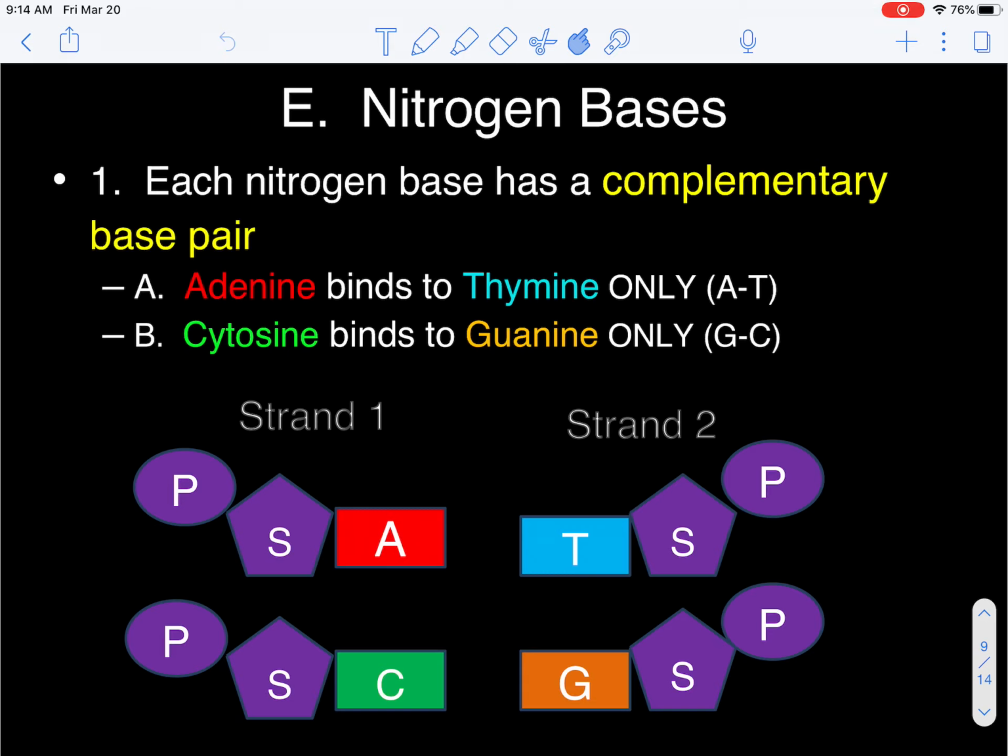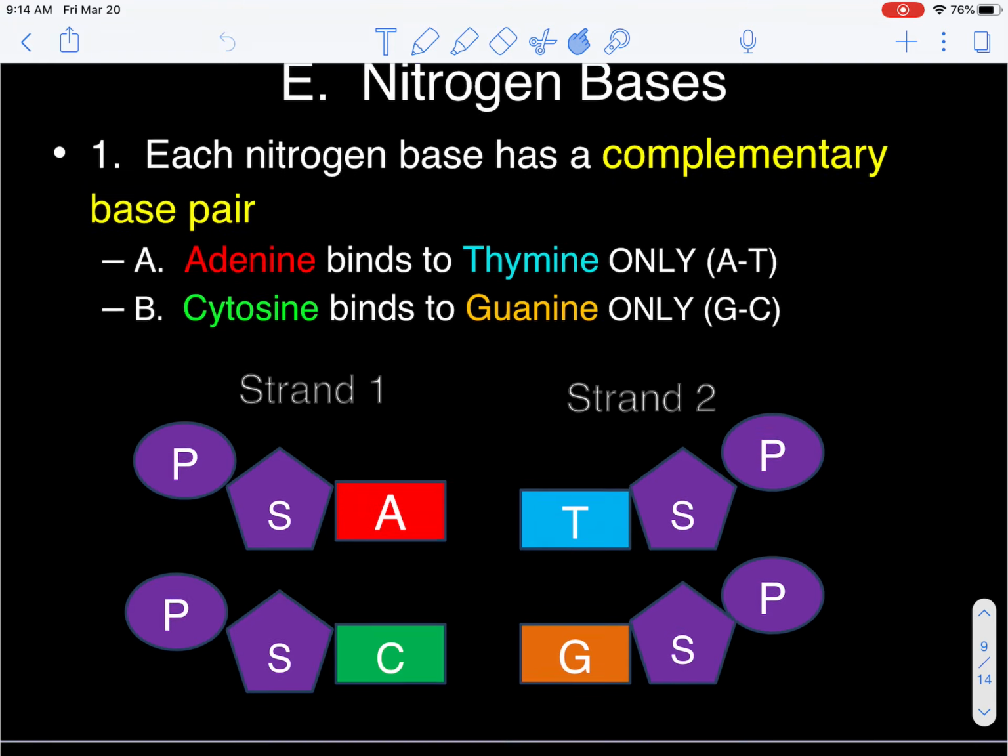So I like to say, to remember, A goes with T and G goes to C at the Grand Canyon. You guys can make up your own term. Last year, my students made up add to group chat or add to Google Classroom, whichever helps you remember that A goes with T and G goes with C. But you can see here we have two strands, phosphate sugar base, and they repeat.